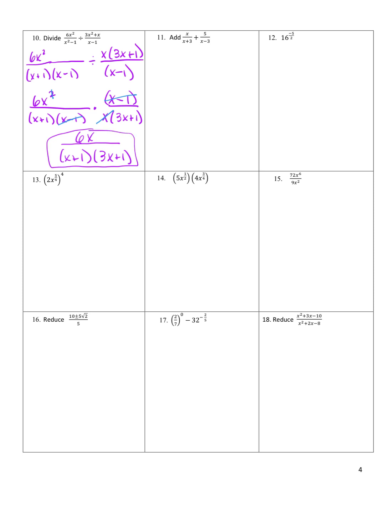Okay, 11, I want to add two fractions, so I need a common denominator. So the common denominator is going to be the product of the two denominators. So I'm going to have x over x plus 3, and I'm going to multiply by the other denominator over itself. And then I'm going to do the same thing with 5 over x minus 3, multiply by the other denominator over itself.